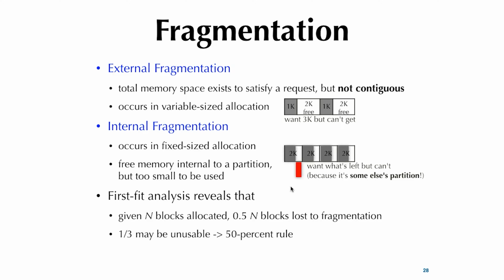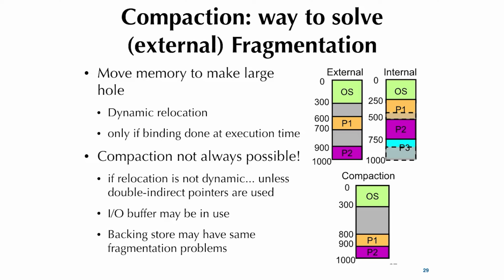Right? So that's called internal fragmentation. So these two terms are important. Make sure you understand what these mean. Right? And now first fit analysis generally has on average about 0.5 n blocks lost due to fragmentation. So that means about two-thirds used, one-third lost due to fragmentation. Right? So that's an issue. So what can you do?